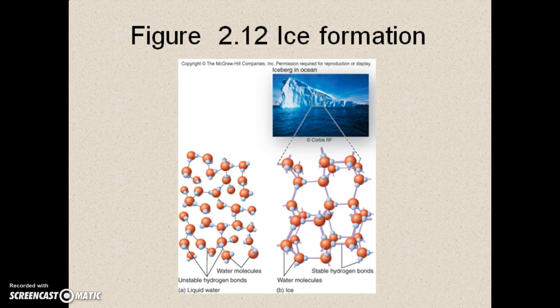Here's a great drawing of what ice actually looks like molecularly. So on the right here, we have really spaced out water molecules, spaced out from each other, connected by these nice hydrogen bonds. And you can see there's a lot more hydrogen bonds in this picture on the right than over here in liquid water. So liquid water is less stable than solid, frozen water, because it has actually fewer hydrogen bonds holding those water molecules to each other.